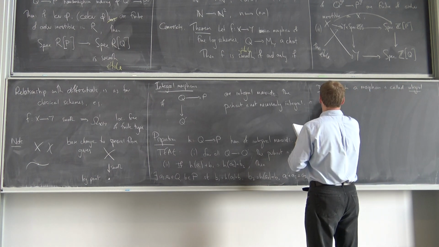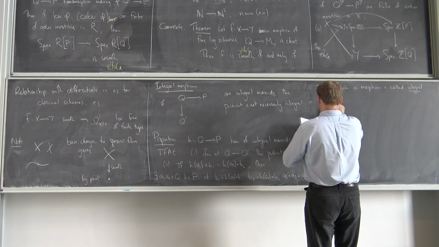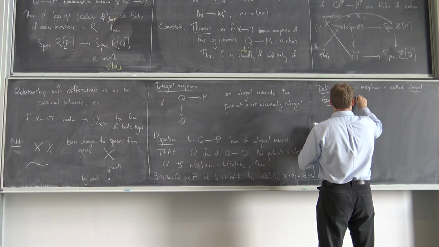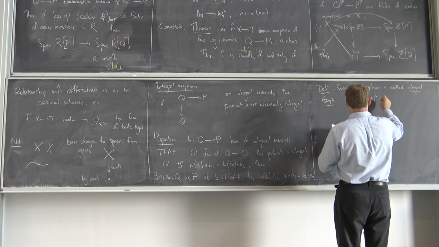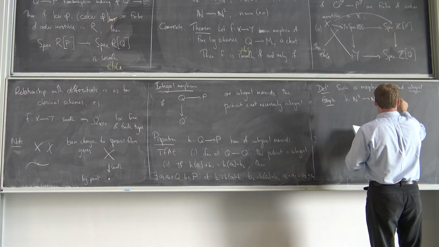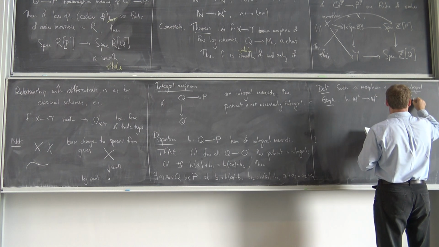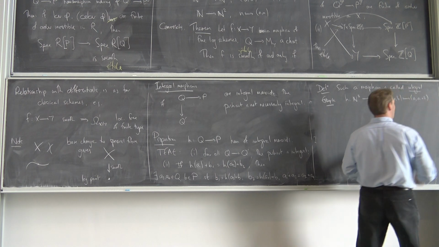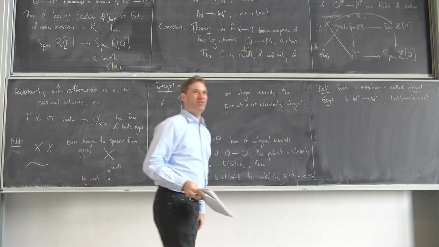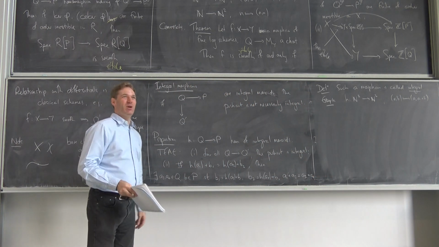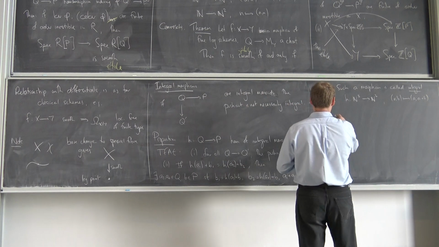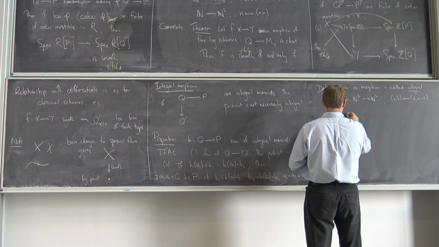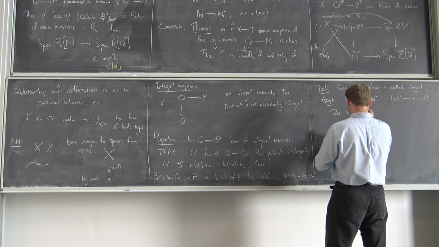Okay, example. Let's take h from N² to N², (a, b) to a plus b. So this is a map we've already seen. This corresponds to the blow-up. Right. Let's take a1 to be (0, 1).